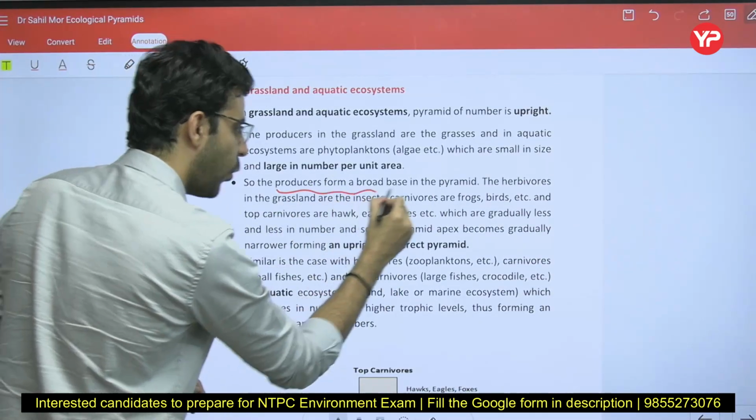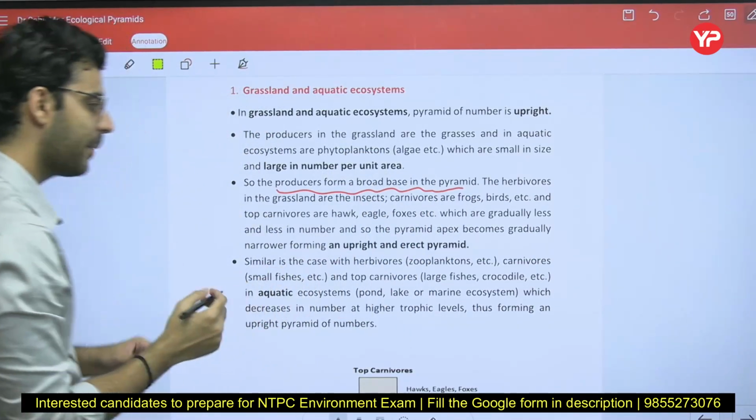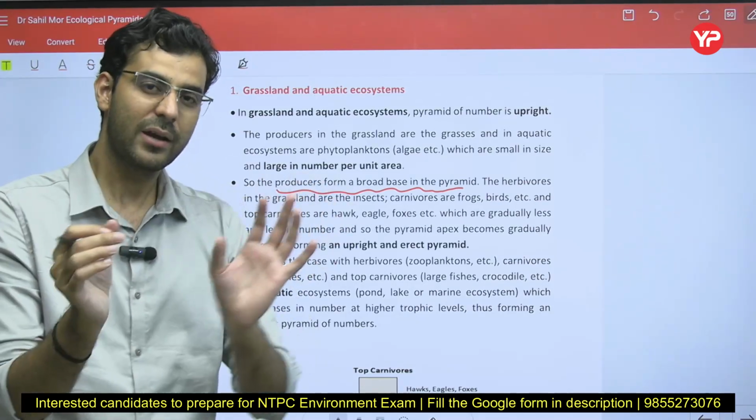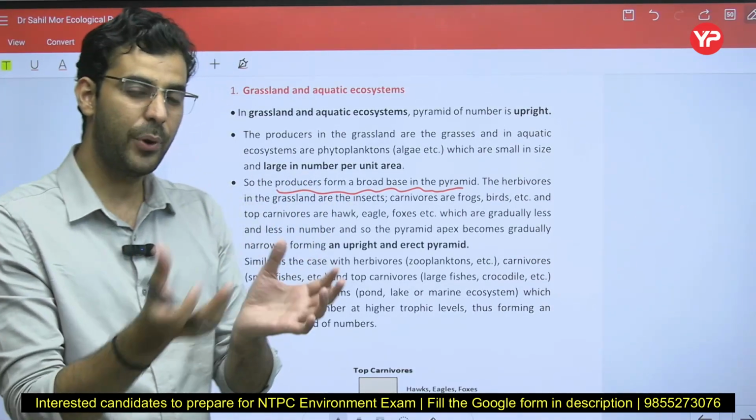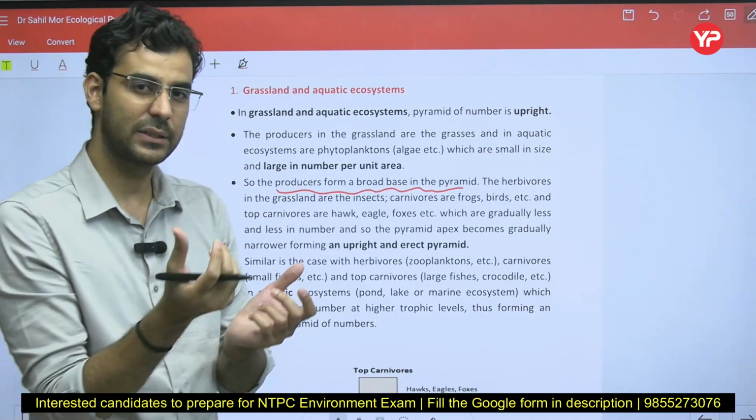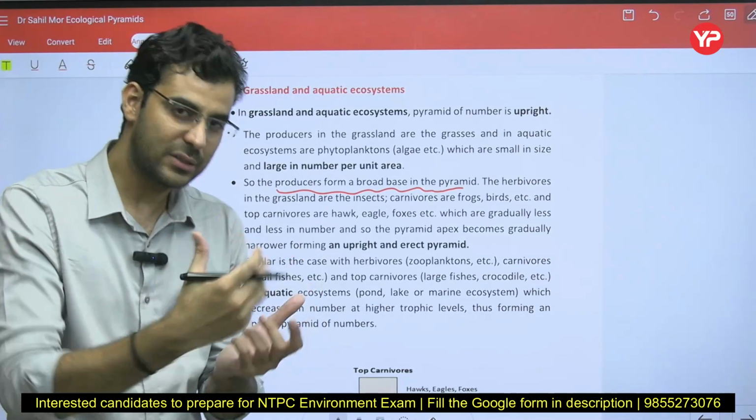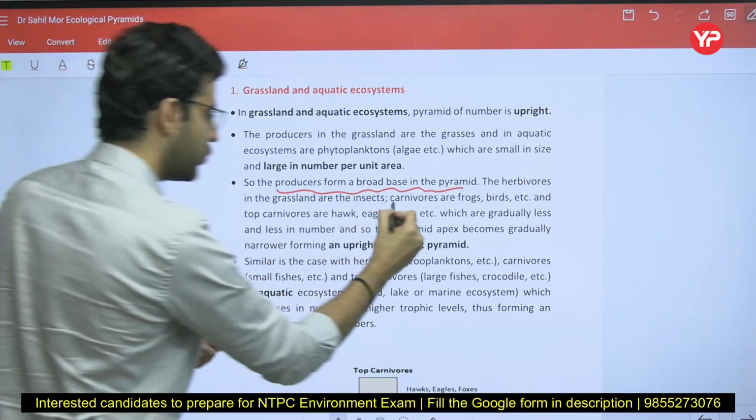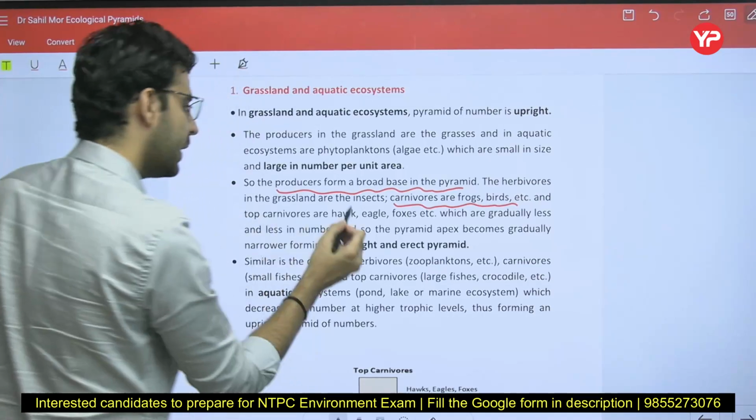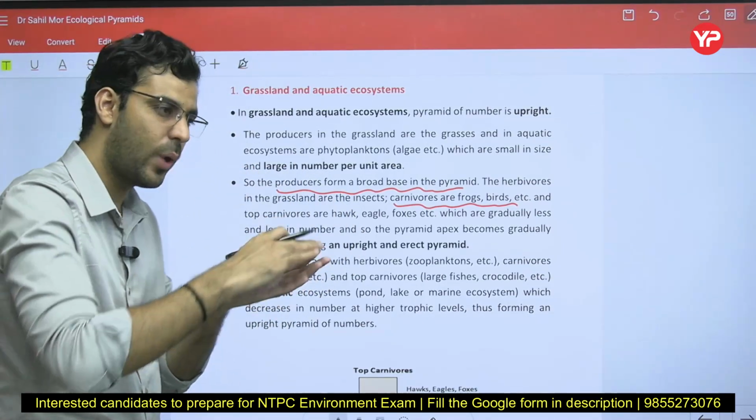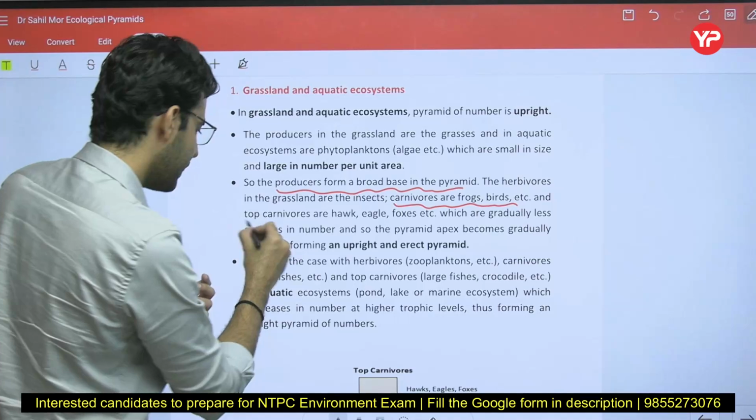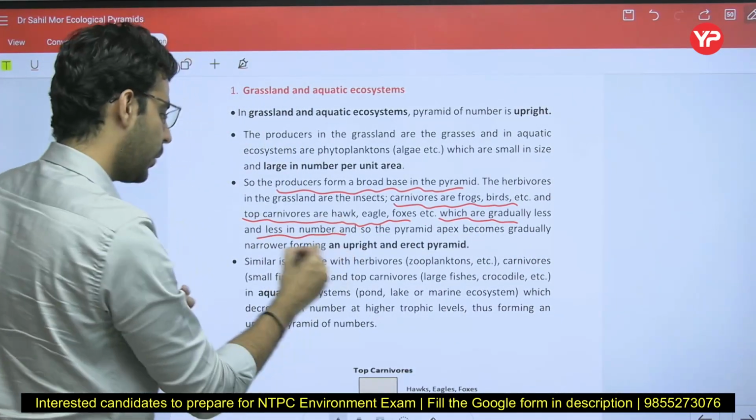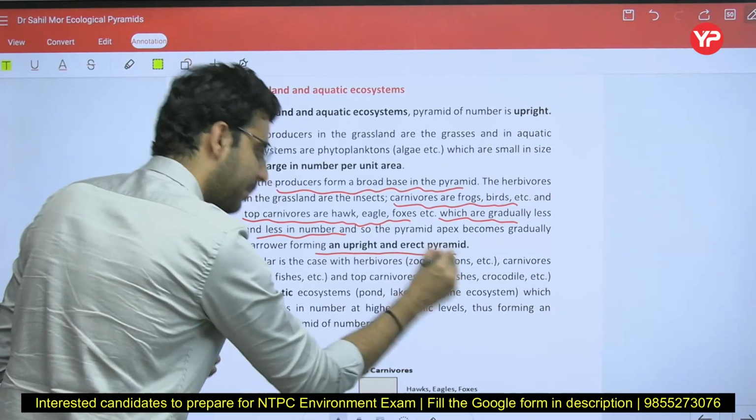The producers form a broad base in the pyramid. ओके, अगर हम ग्रासलैंड की बात करेंगे, ब्रॉड बेस क्यों बनेगा, कि उसमें ग्रासेस ज्यादा नंबर में हैं, grasses are present in large number as compared to your herbivores like insects. ठीक है, इंसेक्ट के कंपेरिजन में आपके ग्रासेस की क्वांटिटी ज्यादा है. तो आपका बेस ज्यादा रहेगा. और उसके बाद आपका जो कार्निवोर्स है, फ्रॉग्स, बर्ड्स, उनका नंबर कम होता जाएगा as we go at the next level. Then top carnivores are hawk, eagle, which are gradually less in number. So forming an upright and erect pyramid.